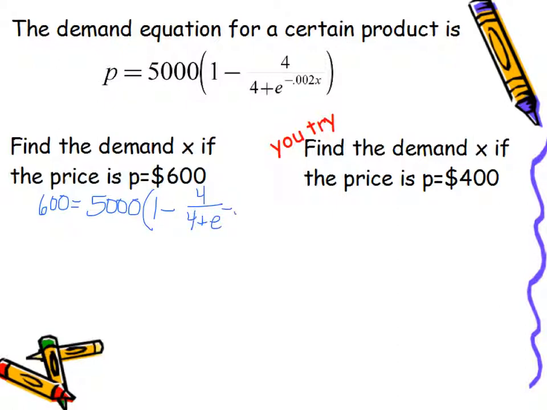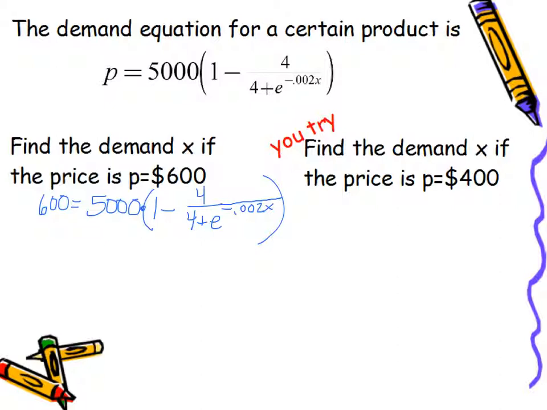Okay, big long formula here. And what we're trying to do is solve for this x right here. And so that's just buried in this problem here. And so we just have to little by little work at isolating that x. So the first thing I'm going to do, since I'm multiplying by 5,000, I'm going to divide both sides by 5,000 to get that out of there.